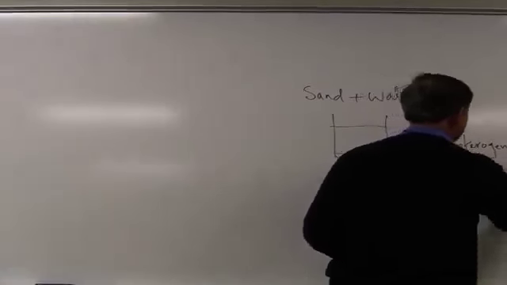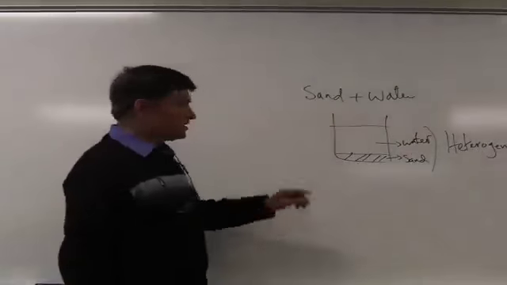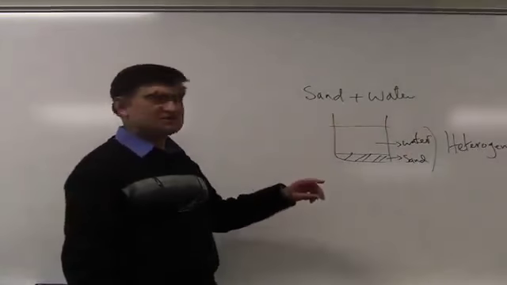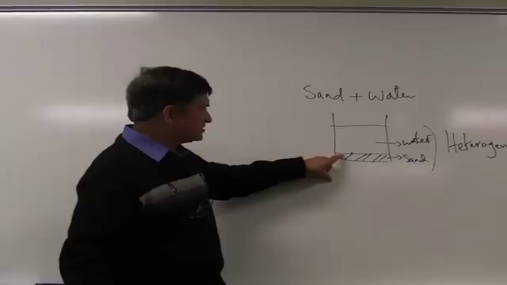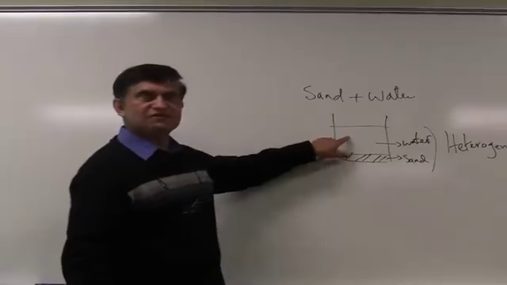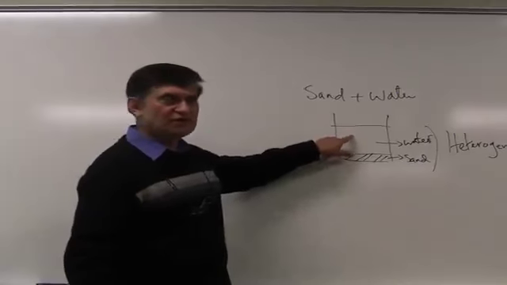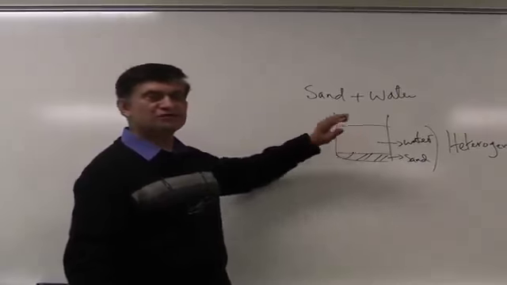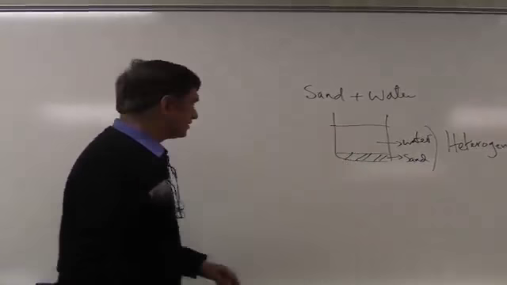So what is the definition of heterogeneous? You get more than one phase. One phase, in this case, is sand. The second phase is water. And whenever you have a heterogeneous mixture, there will always be more than one phase.